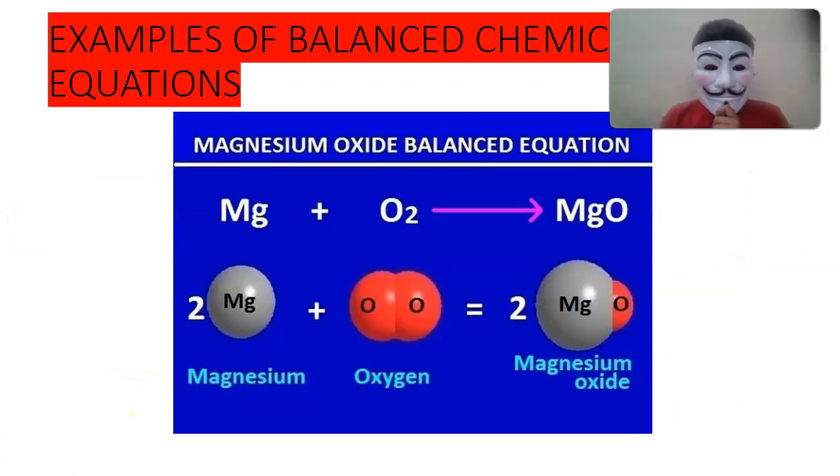So let's go ahead. Example. This is an easy example. I always give this example because it is really easy to understand. So magnesium plus oxygen gives rise to magnesium oxide. Here we can see that magnesium has the coefficient 2 over here.